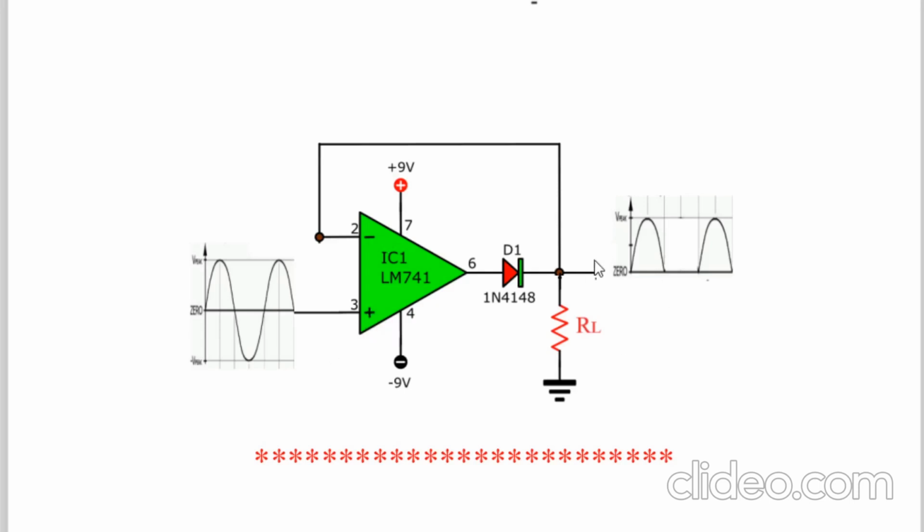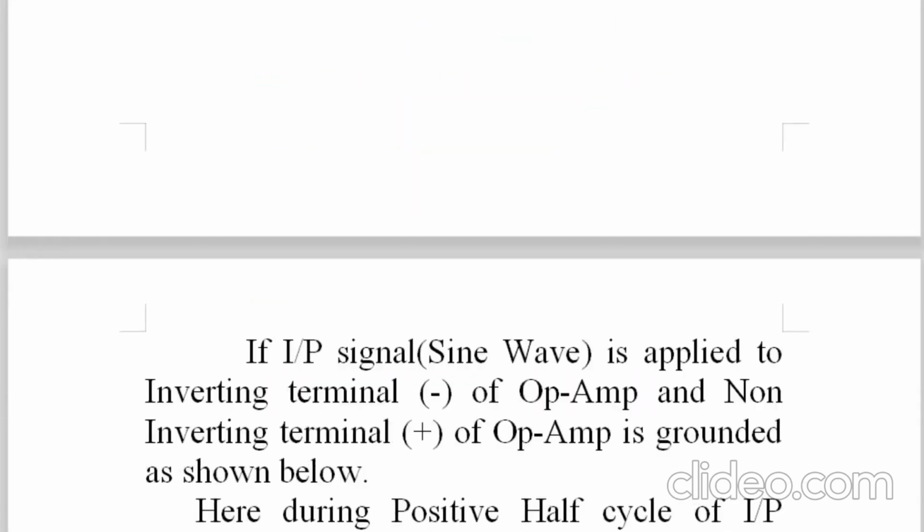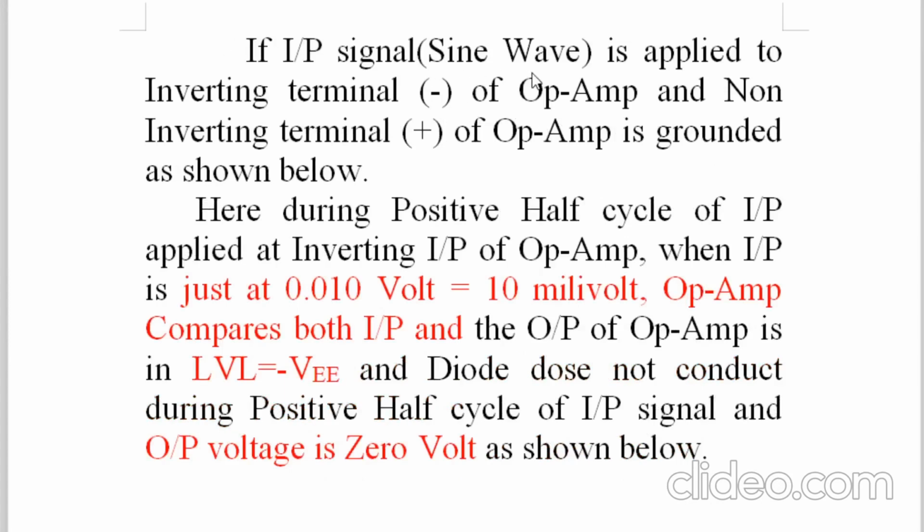Now here we have used the super diode, you have used the diode, and the cathode of the diode is connected over here. So whenever we apply the input at the inverting pin, the non-inverting pin is grounded. So now let us go to that diagram. Here, the input signal, that is a sine wave, is applied to the inverting terminal, that is minus of the op-amp, and the non-inverting terminal of the op-amp is grounded as shown below, because whenever the non-inverting positive pin is not used, it is grounded. Now here a little bit the diagram is different, so you can understand easily.